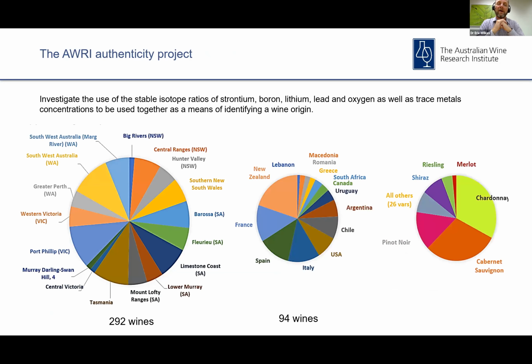So in the AWRI Authenticity Project, we decided about 4 years ago to investigate the use of stable isotopic ratios of strontium, boron, lithium, lead, and oxygen, as well as trace metals, to see if we can use a range of things combined to narrow down and identify where wines came from. So not just looking at one analyte, but looking at a range of different things and trying to combine them.